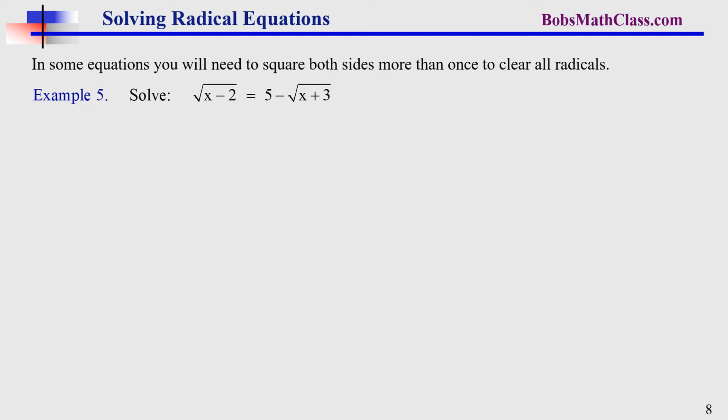Okay, this one's a little bit more complicated. You can see why. There are square roots on both sides. Now, we want to isolate the square root. And we do have the square root isolated on the left-hand side, it's a square root of x minus 2.